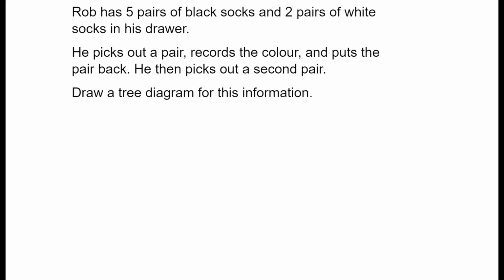Rob has 5 pairs of black socks and 2 pairs of white socks in a drawer. So in total, he has 7 pairs of socks. He picks out a pair, records the colour, and puts the pair back. He then picks out a second pair. Draw a tree diagram for this information. So we want to show all the different possible outcomes.